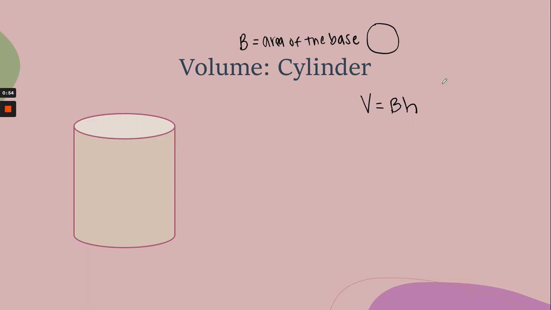So now I'm looking at my formula chart. What does it say the area of a circle is on my formula chart? Pi radius squared. Then, what does the H stand for? H stands for the height from base to base.